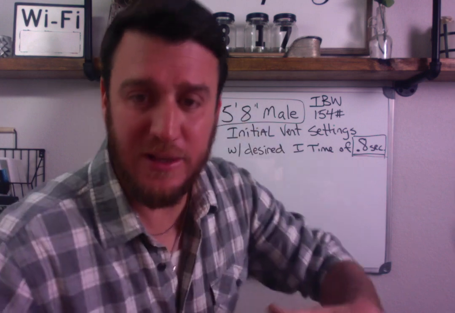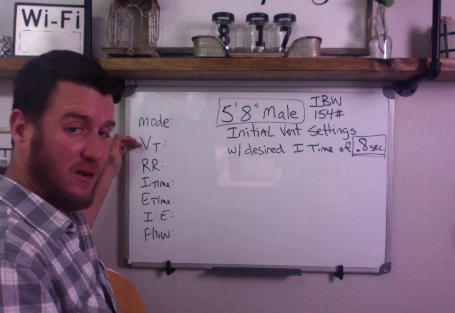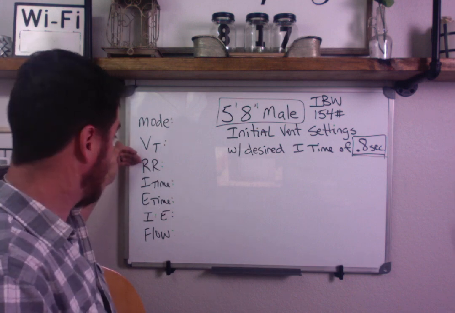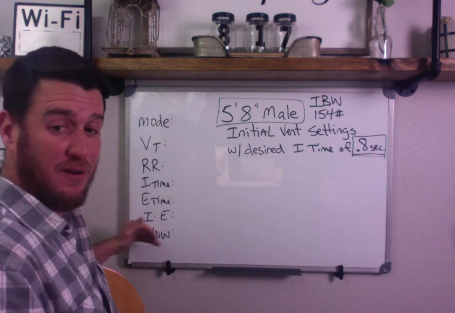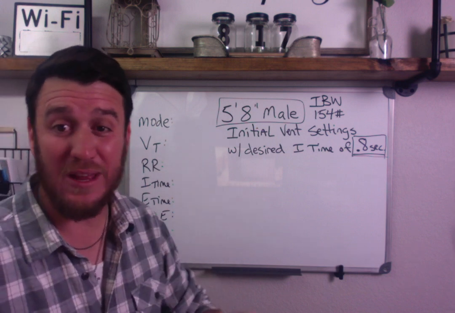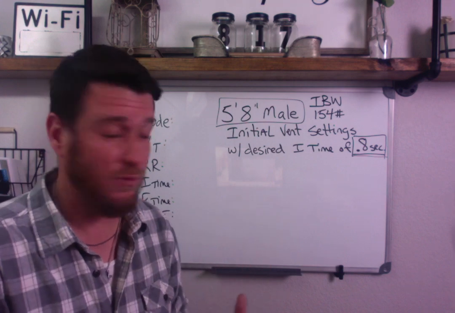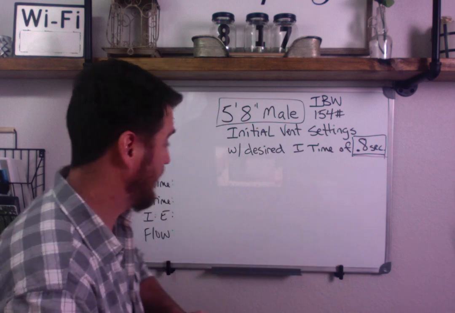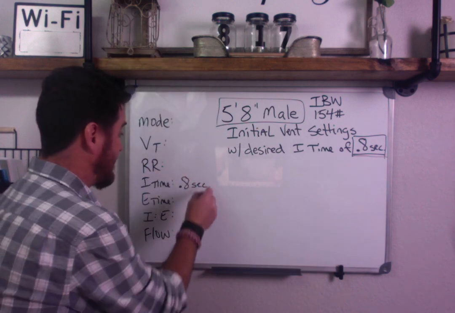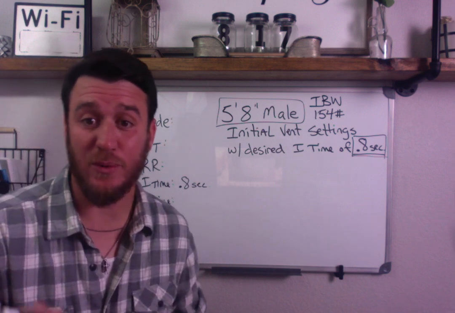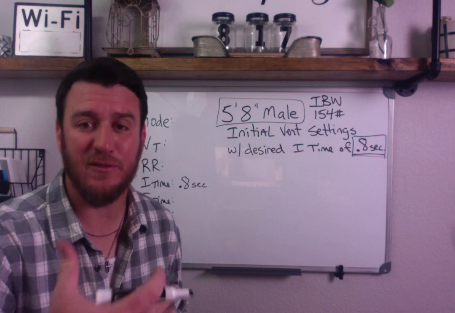Now, what we want here is this. This is what you should end up with: a mode, a tidal volume, a respiratory rate. From there, we're going to give an I time, an E time, an I:E ratio, and a flow setting. And we only have two numbers to work with right now: the 0.8 seconds, so we can go ahead and plug this in here. So we know where we're starting. Whatever we put in, we want an I time of 0.8 seconds.